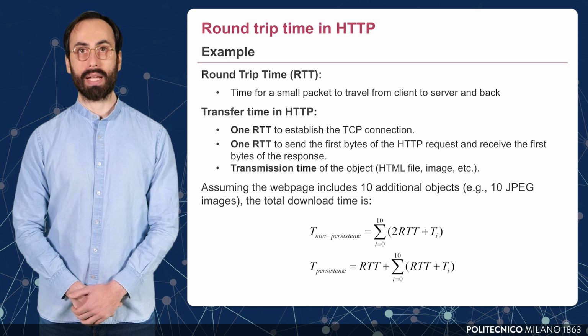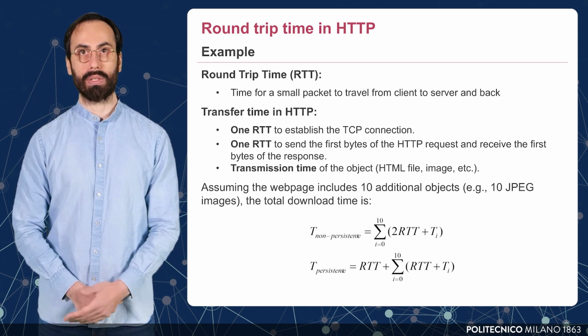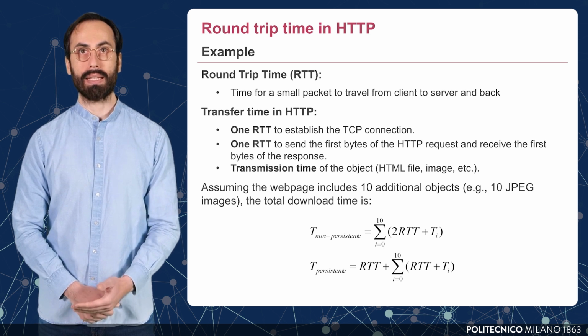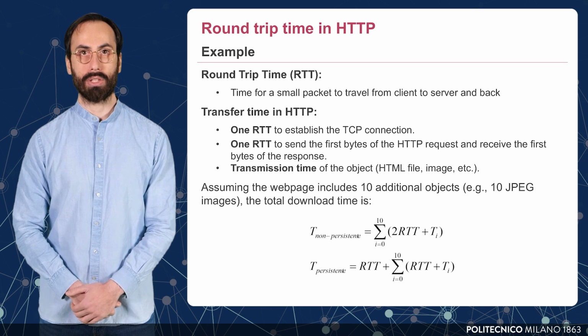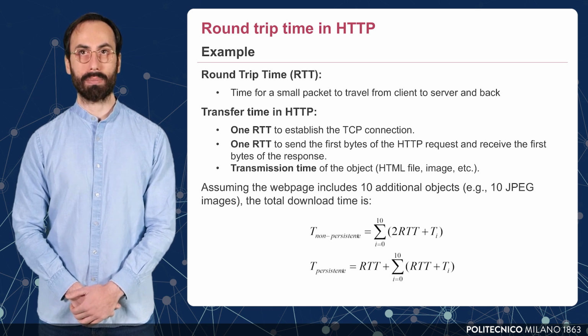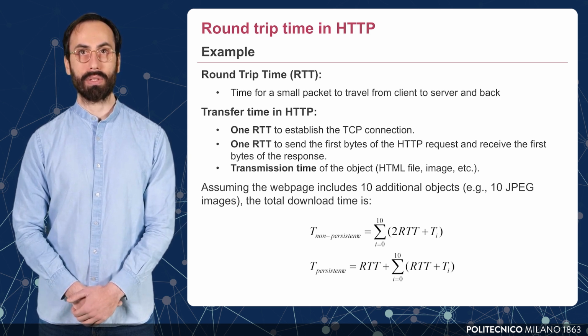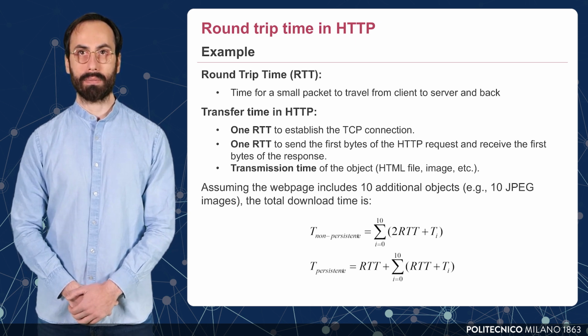Round-trip time, or RTT, refers to the time it takes for a small packet to travel from the client to the server and back. This metric plays an important role in determining the total transfer time for a web page in HTTP communication. For a single HTTP connection, the transfer time includes one RTT to establish the TCP connection, another RTT to send the initial HTTP request and receive the first bytes of the response, and the transmission time of the object itself, such as an HTML file or an image.